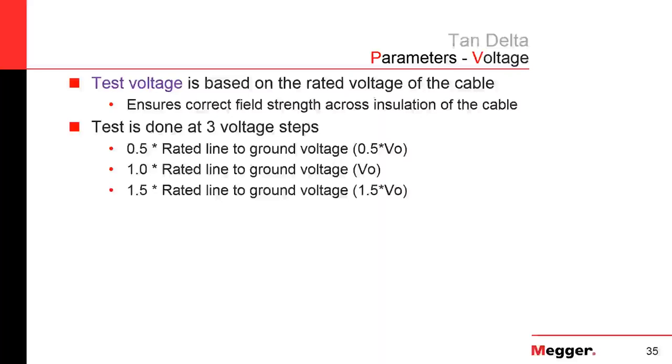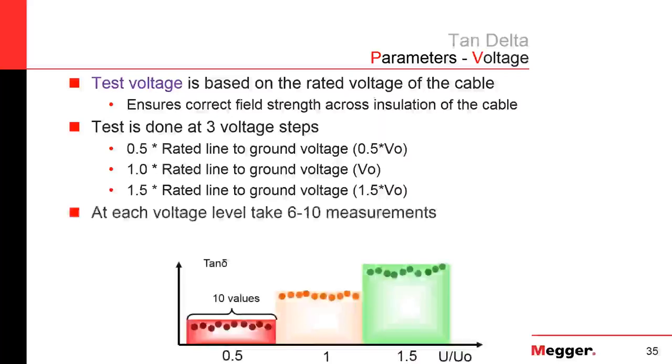The tan delta test is done at three voltage steps: half rated line to ground voltage, rated line to ground voltage, and 1.5 times rated line to ground voltage. At each of these voltage levels, we take 6 to 10 measurements, and then we find the average value at each of these levels. We zip those 6 to 10 measurements down to a single average value.